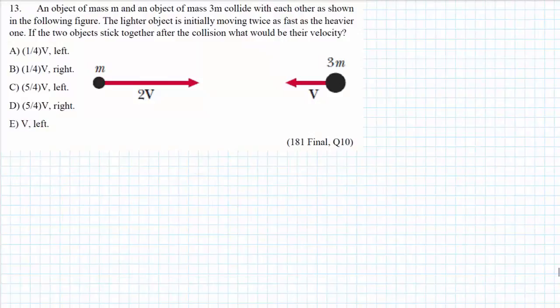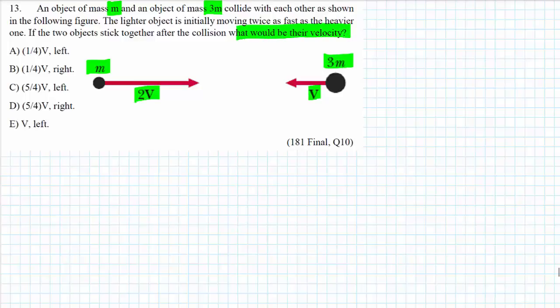An object of mass m and an object of mass 3 times m. So you have an object of mass m, another one 3 times m. Collide with each other as shown in the following figure. The lighter object, which is the one to the left, is initially moving twice as fast as the heavier one. So if the speed of the heavier one is v, so the speed of the lighter one is 2 times v. If the two objects stick together after the collision, meaning that they will have the same velocity after the collision, what would be their velocity? We need to find their velocity after the collision.